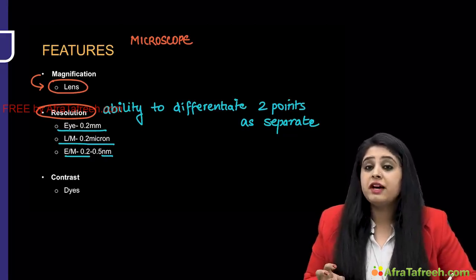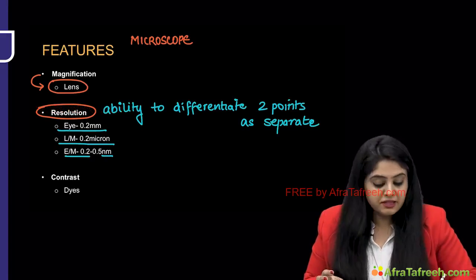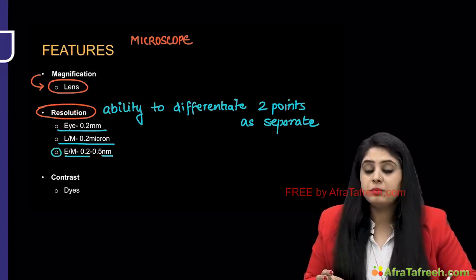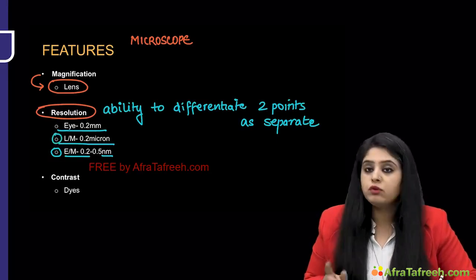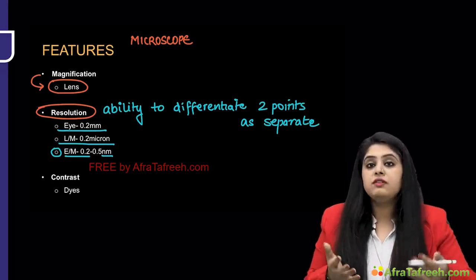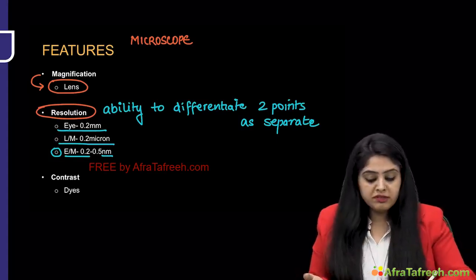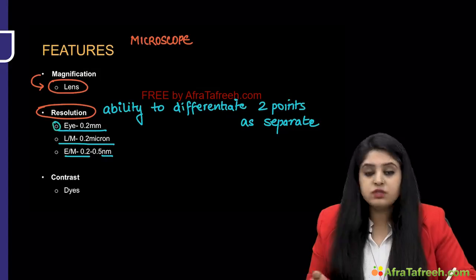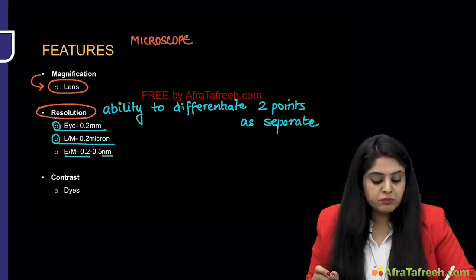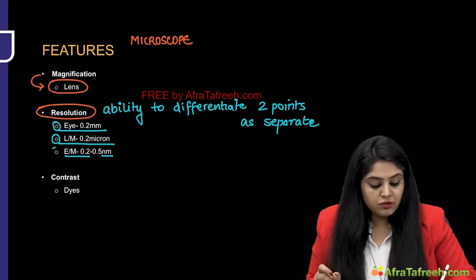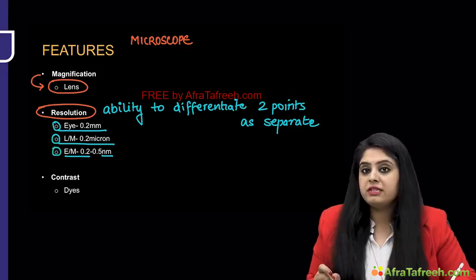That is why, have you seen viruses? Viruses are in nanometers. That is why viruses are seen on which microscope? They are seen on the electron microscope. Do you ever see viruses on a light microscope? You don't, because of the resolving ability that it has. So remember 0.2, 0.2, 0.2: the human eye has 0.2 mm, the light microscope has 0.2 microns, and the electron microscope has 0.2 nanometers.